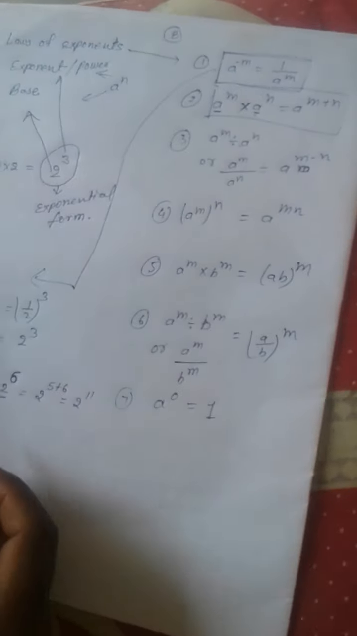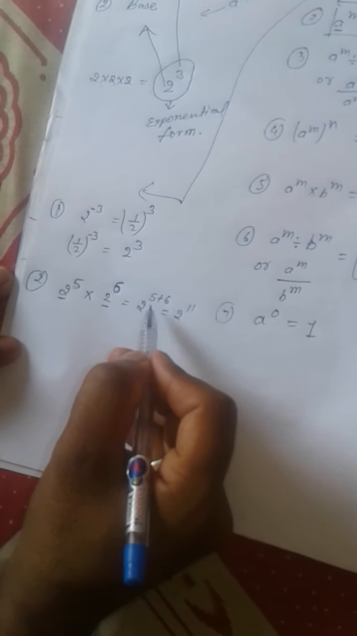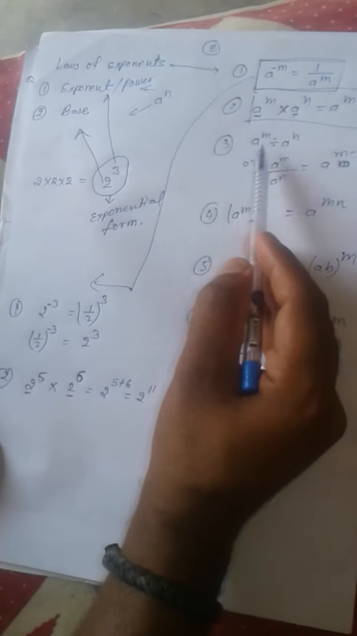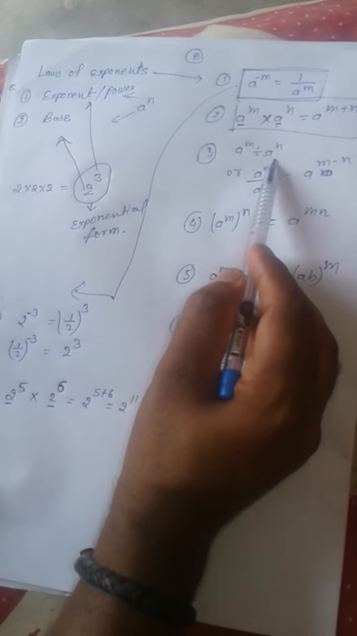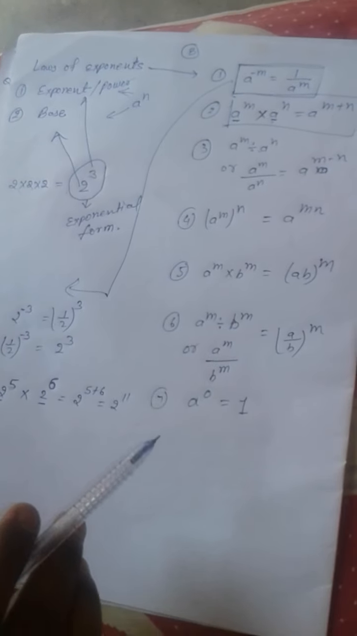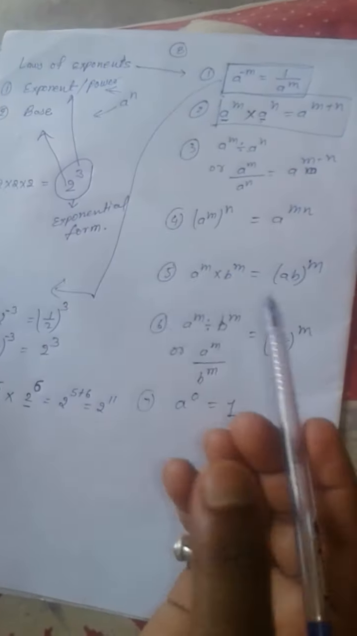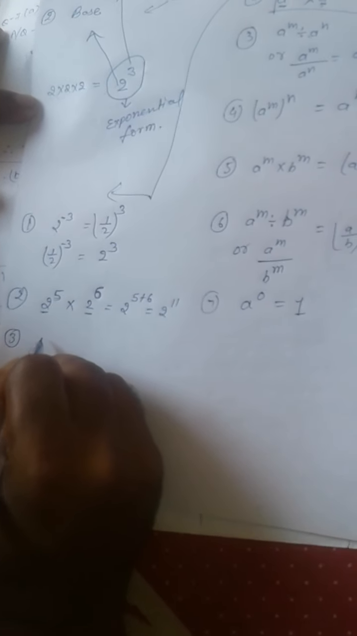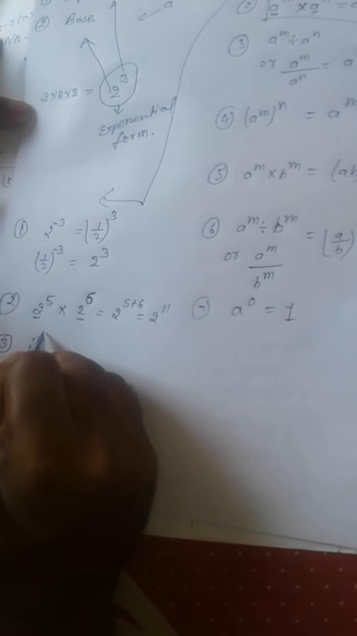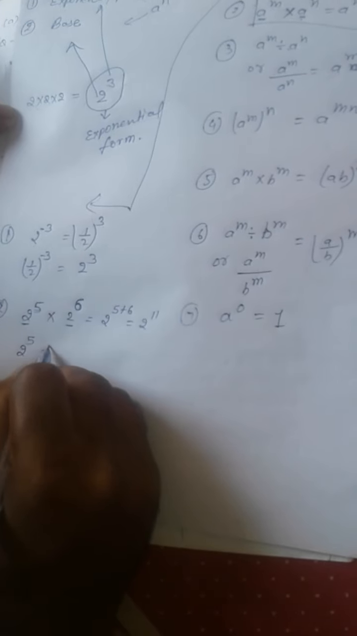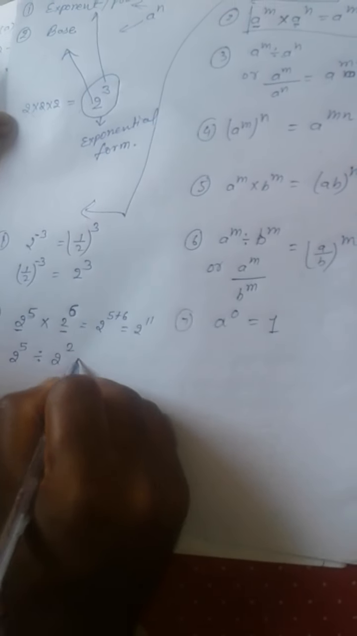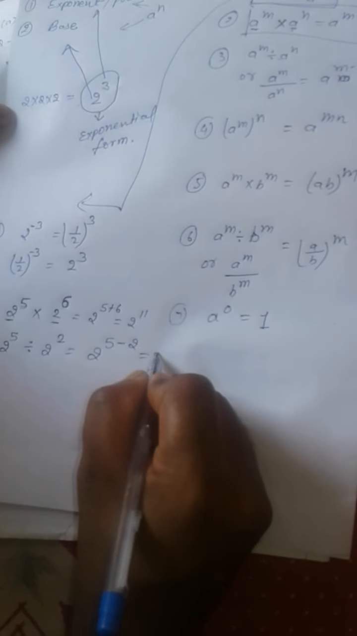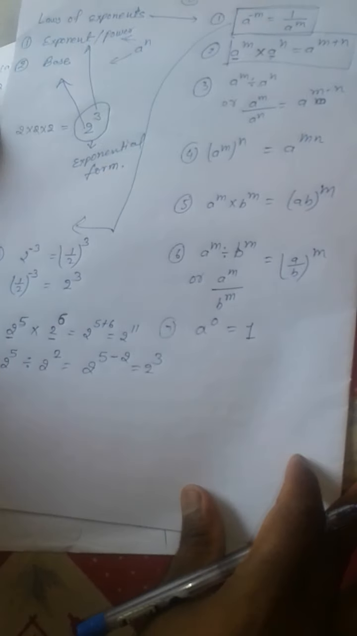Similarly, as we are adding powers in the multiplication when the bases are same, if the bases are same, for the division we are subtracting the powers. For example, 2 to the power 5 divided by 2 to the power 2. It means 2 to the power 5 minus 2, that is 2 to the power 3.